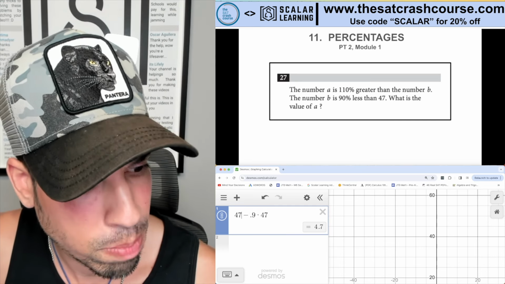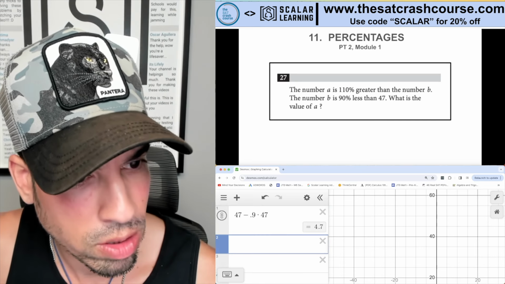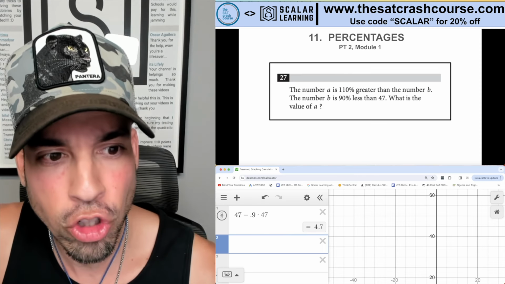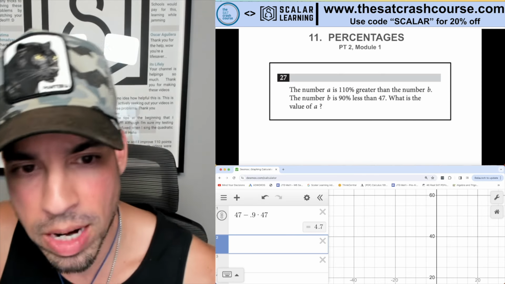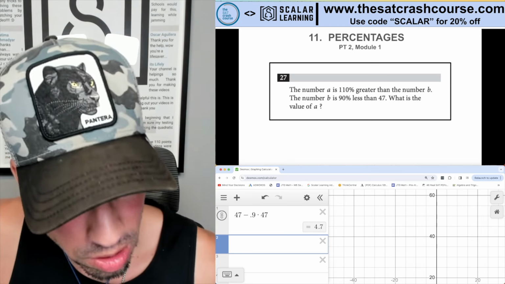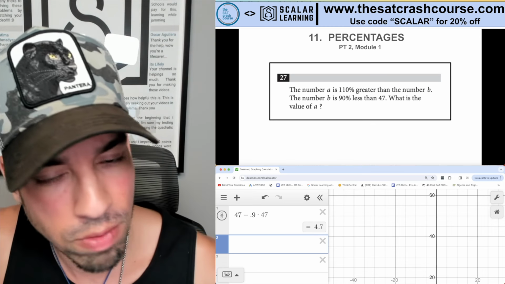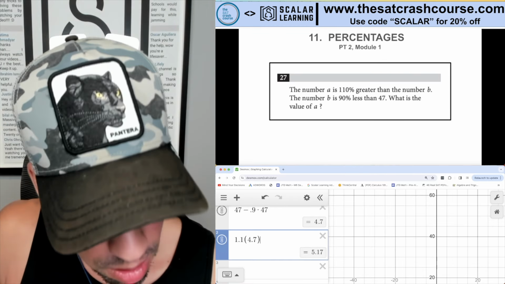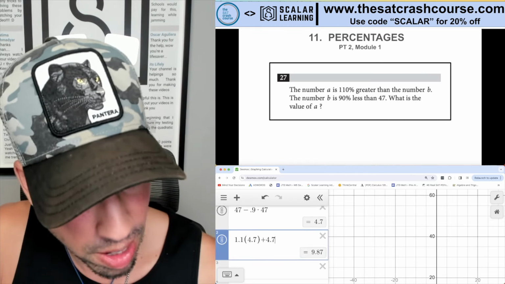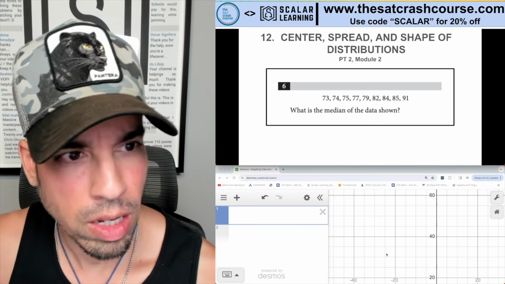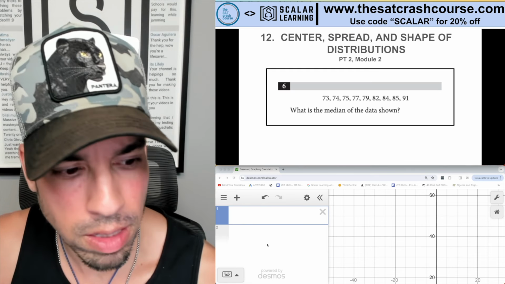Then this is B, by the way, right? So then we go down to A. That means A is equal to 110% greater than number B. Again, that's not 110% of B. That's 110% greater than B. So that's converting it to its decimal equivalent, 1.1 times B, right? Plus the original B value, which is 9.87. That's how you do it. Done.